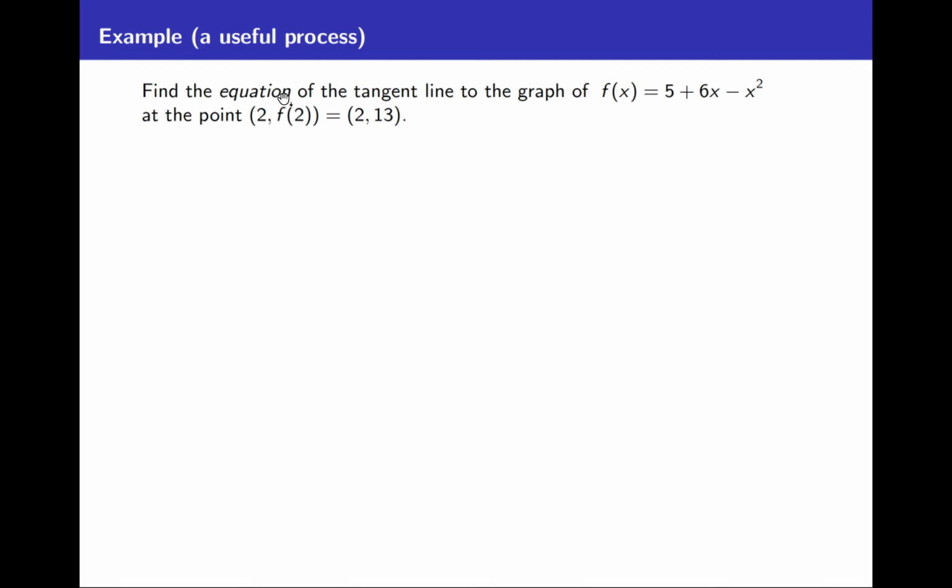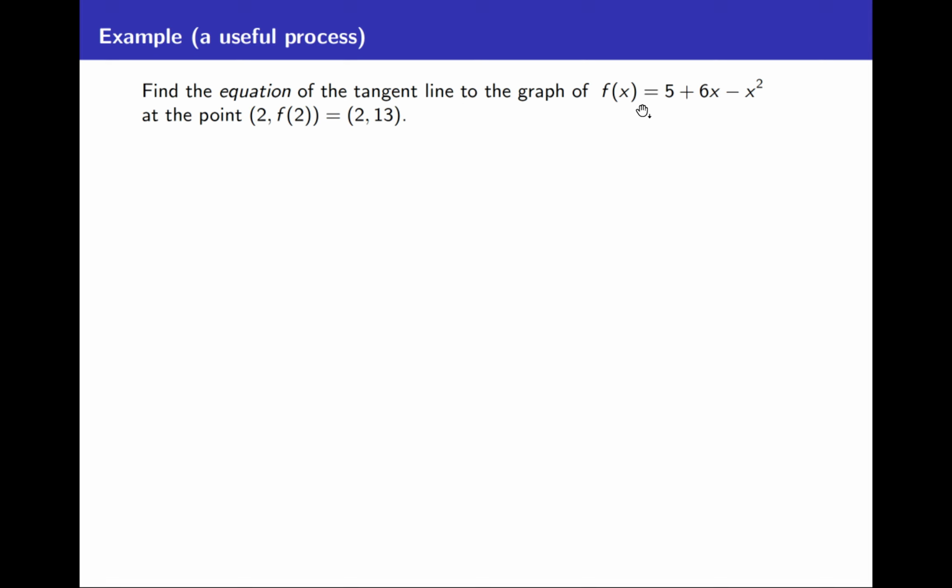So we're not looking for the slope of the tangent line, but the actual equation of the tangent line. Now the tangent line is a straight line. So it's the graph of a linear function y equals mx plus b. So that's what we're looking for. y equals mx plus b with a specific m and a specific b.